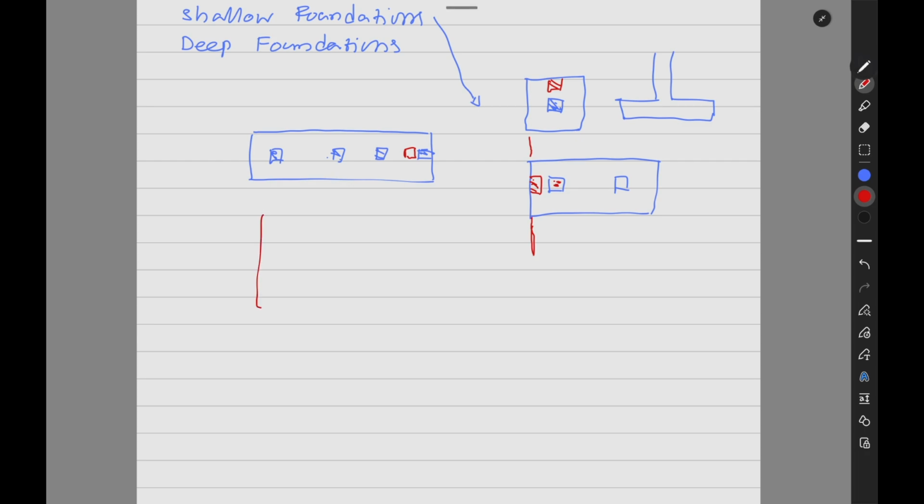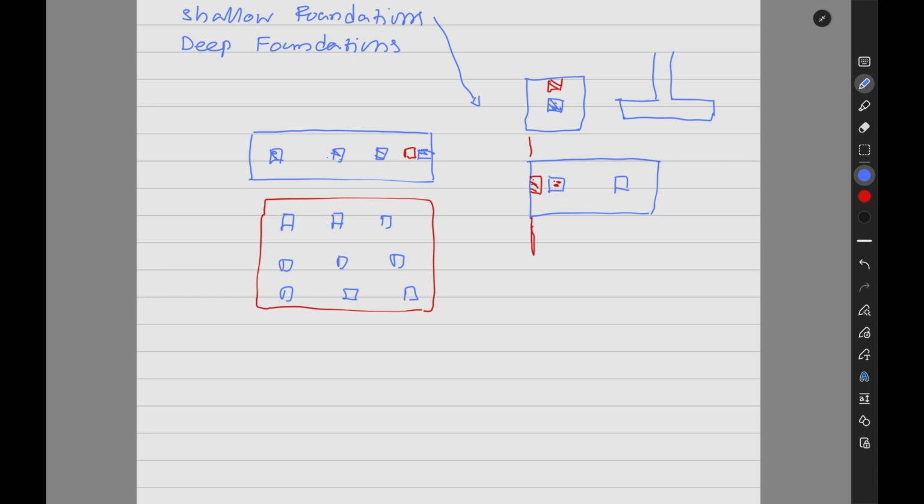The other one is the raft foundation. In a raft foundation, you have a flat plate like this. So you might have several columns in a line. So you may build your building on a raft foundation like this.